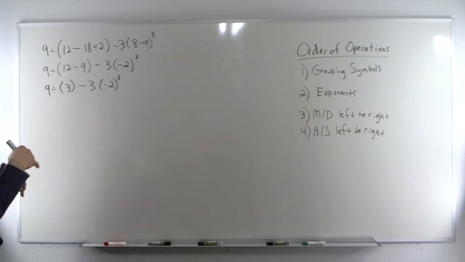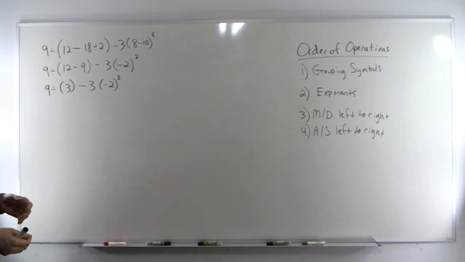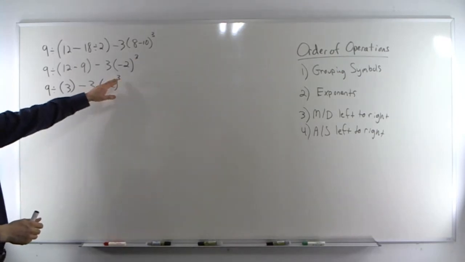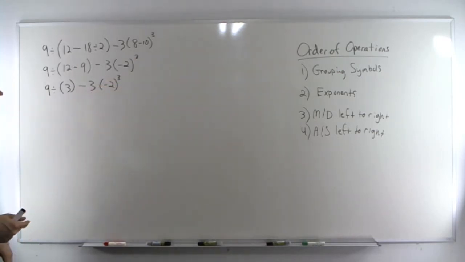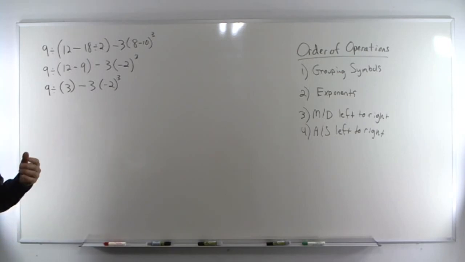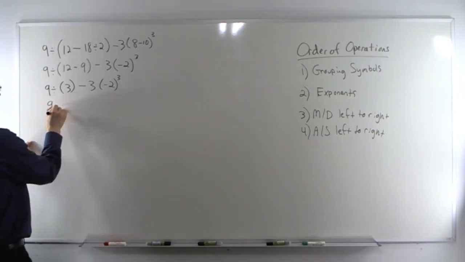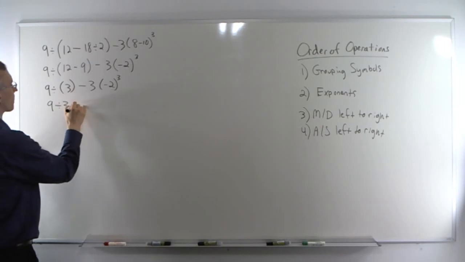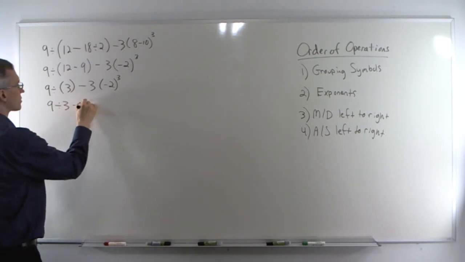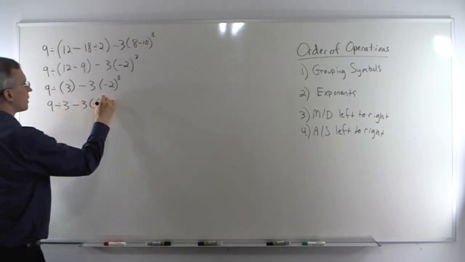All right, now we simplified everything inside the grouping symbols. So now we can move on to stage 2, exponents. So we'll do negative 2 to the third power. Negative 2 to the third is negative 2 times negative 2 times negative 2, so that's an odd number of multiplications of a negative number. So that's going to be negative, so it's negative 8 there. So everything else stays the same. Going to bring down 9 divided by 3 minus 3 times negative 8.